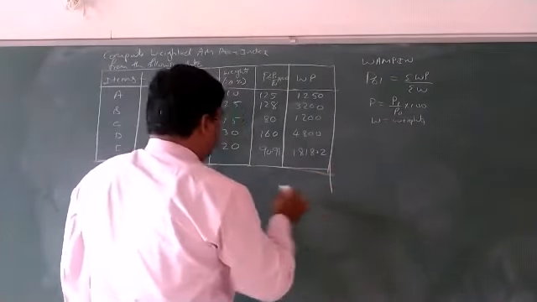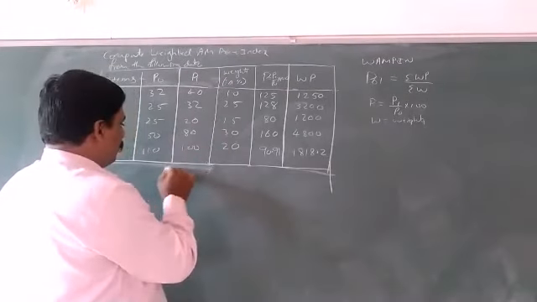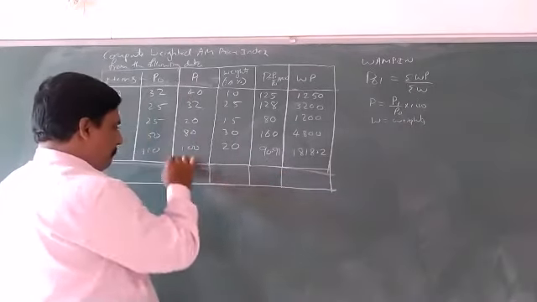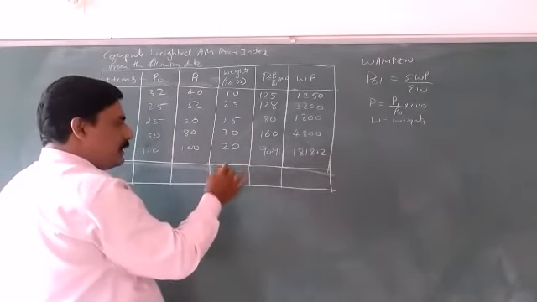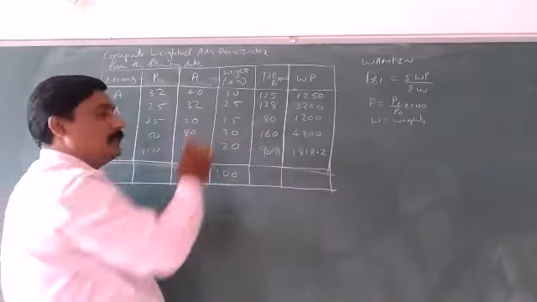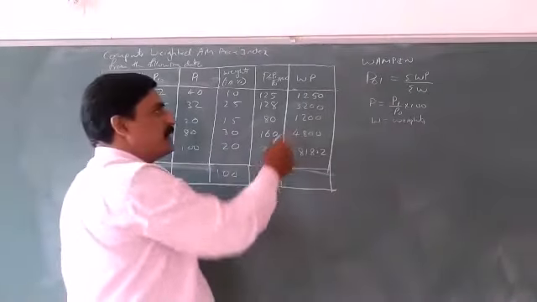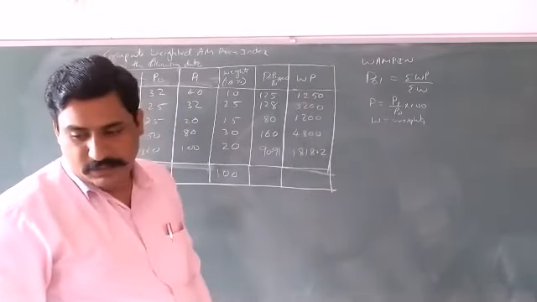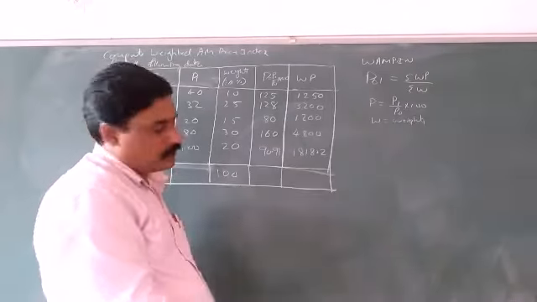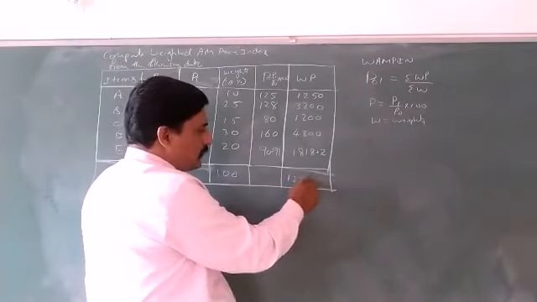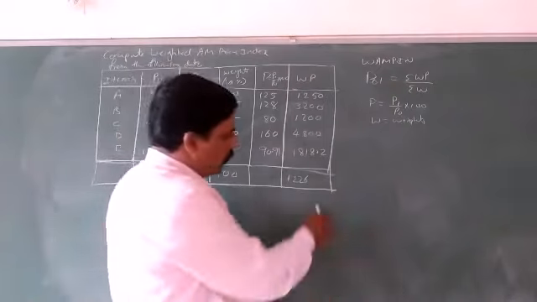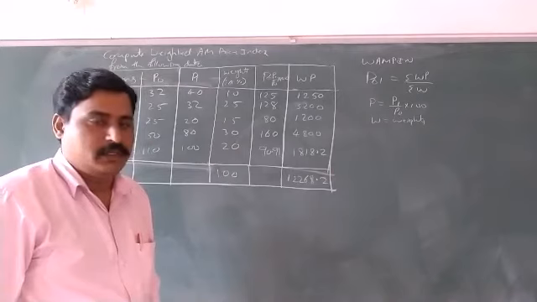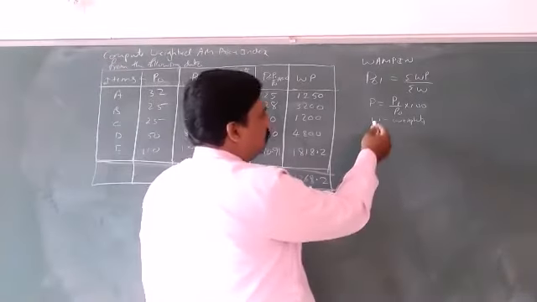We need WP column total and weight column total. So weight column total here is 100 as it is given in percentages. Let us make total of WP column. So here WP column total, we get 12,268.2. So put that in the formula here.